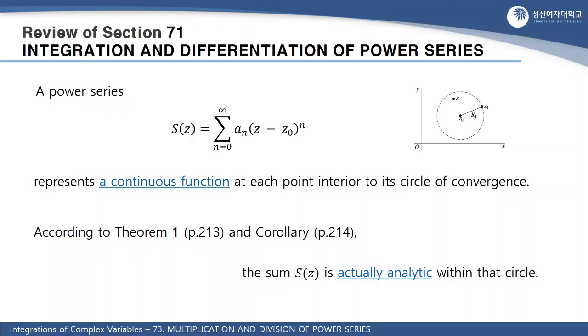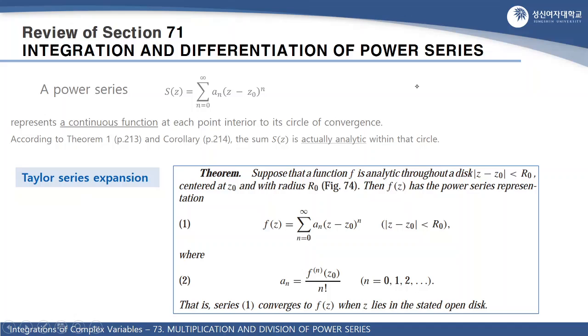There we have learned that a power series S of z, given by the summation from n equals 0 to infinity of a_n times (z minus z naught) to the n, represents a continuous function at each point interior to its circle of convergence. Here you can see the circle of convergence.